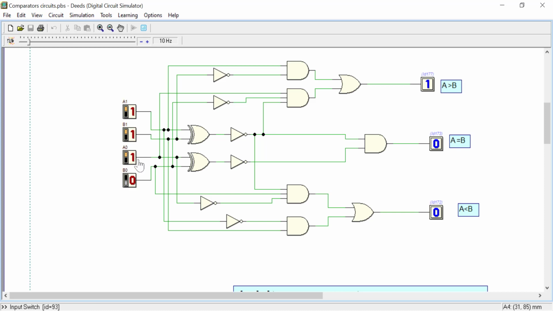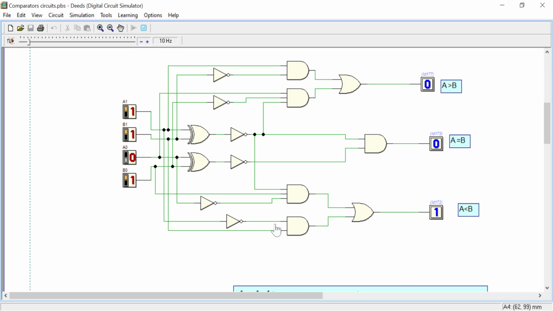I'll try to show you how to get the a less than b. Let's take a1 is 0 and b1 is 1. That means your a is less than b. Now let us assume a1 and b1 are equal. Then my b0 is 1. In this case also your a is less than b. So this is how we can verify the behavior of a 2-bit comparator using basic gates.